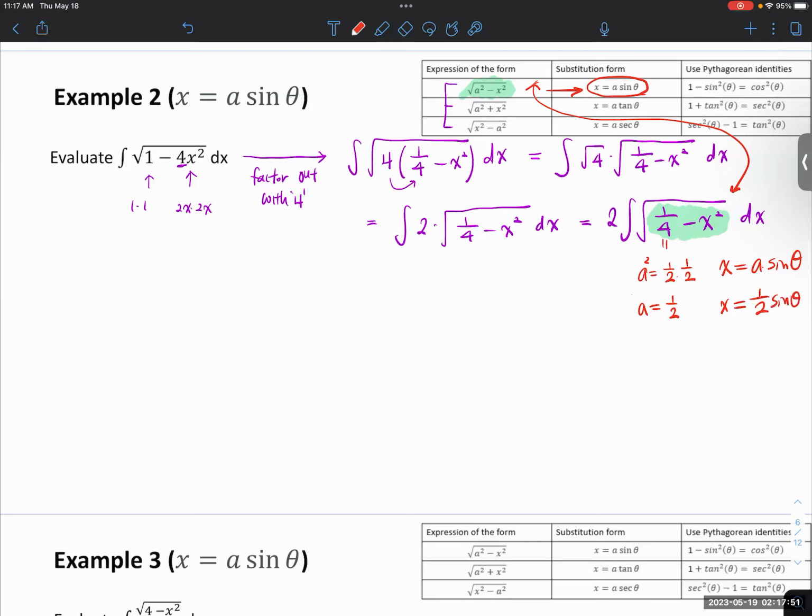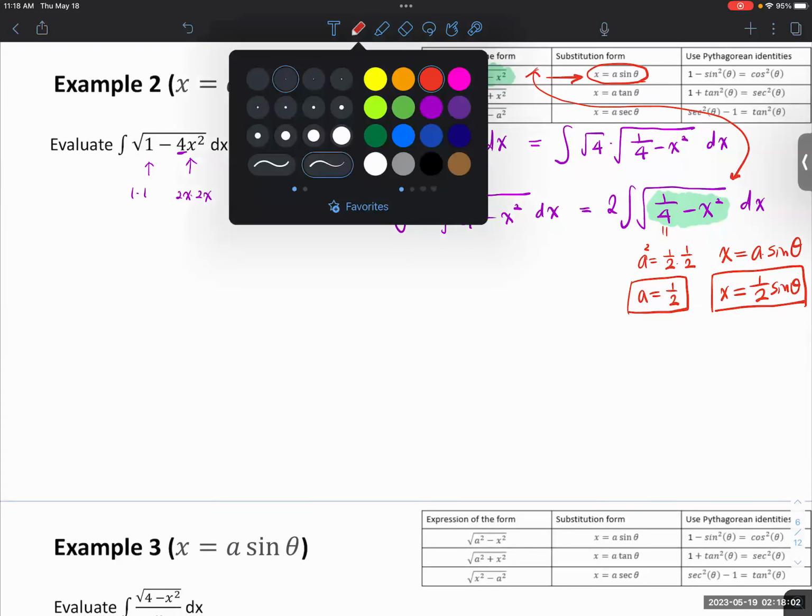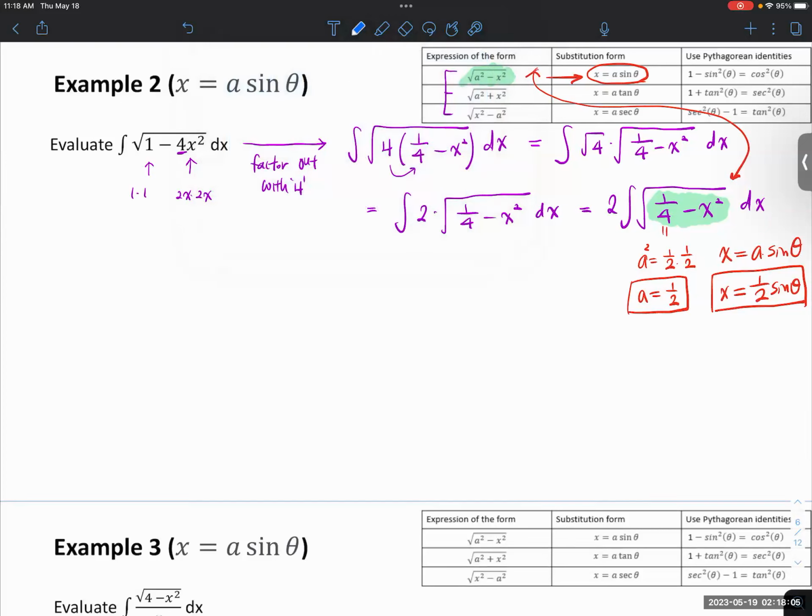So we have two pieces of information: a is 1 over 2, and x is 1 over 2 sine theta. We're good so far. Now what are you going to do? You're going to take the derivative of the x equation. So that means dx: you take the derivative of the x equation with respect to theta. 1 over 2 sine becomes cosine theta. So dx will be 1 over 2 cosine theta d theta. That's what I'm going to use to convert dx in terms of theta later. Okay, so we're good so far.